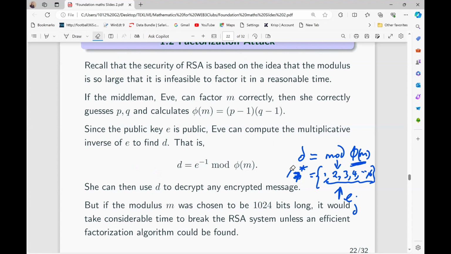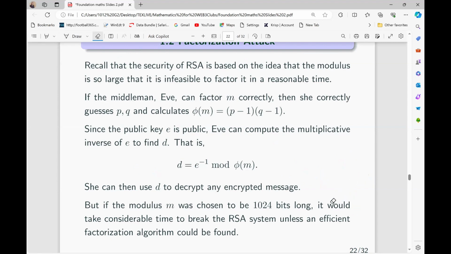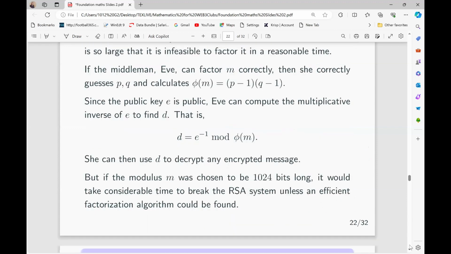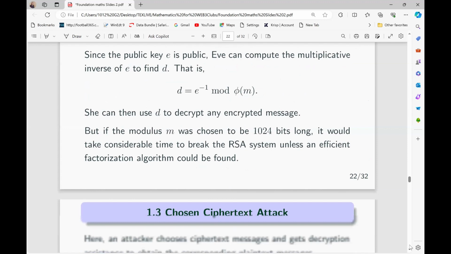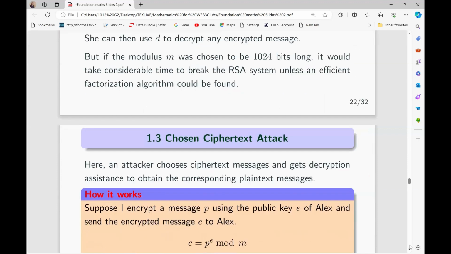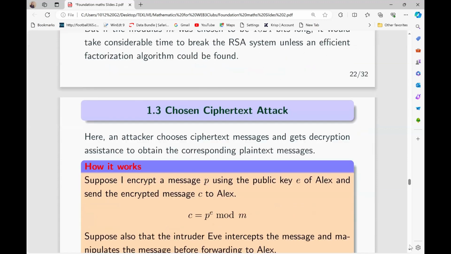Nobody can use it to decrypt communication done by RSA. So the only method that people can use is this factorization attack, but this one requires that somebody has a very powerful computer to try and factorize. And again, if the number is too huge, even the most modern computer may take ages.